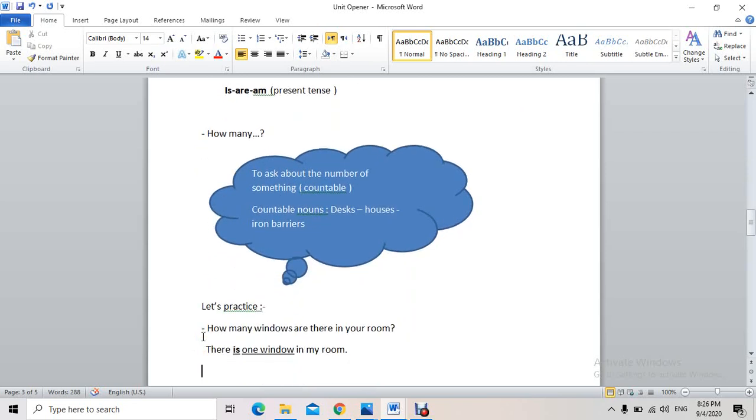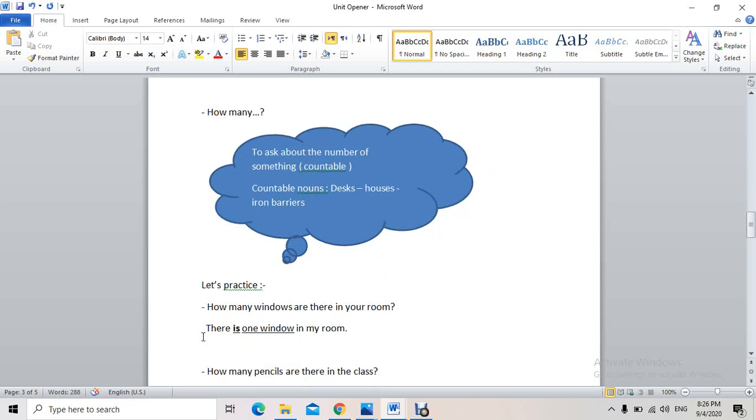So let's practice the question and answering with there is, there are. How many windows are there in your room? There is one window in my room. You have to know that we use the verb is with singulars. So if I have one of something, like one window, one book, one desk, one pencil, I usually use is.